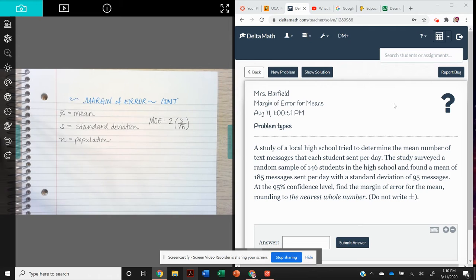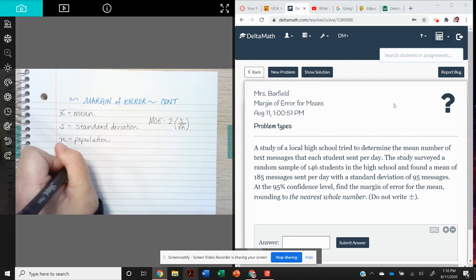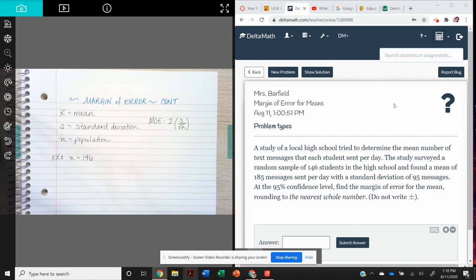Let's look through this example and look at the numbers we've been presented. Part of word problems is just organizing those numbers and identifying what they are. We have a random sample of 146 students, so that's going to be our population. We've got a mean of 185 messages, and we have a standard deviation of 95. That's all the numbers they presented to me in the problem.